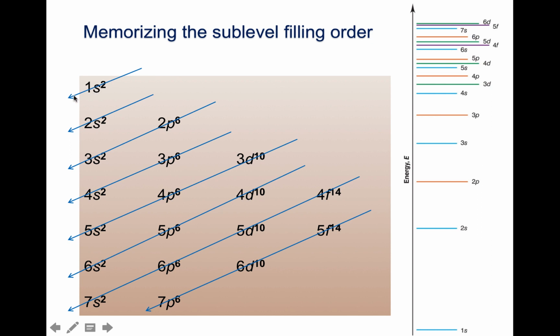So first you do 1s, then 2s, then 2p, then 3s, then 3p, then 4s, then 3d. That's where it starts to get a little squirrelly. You go from 4s to 3d, 4p, 5s, 4d, 5p, 6s, 4f, 5d, 6p, 7s, 5f, 6d, 7p. And that represents the order that you fill them in.